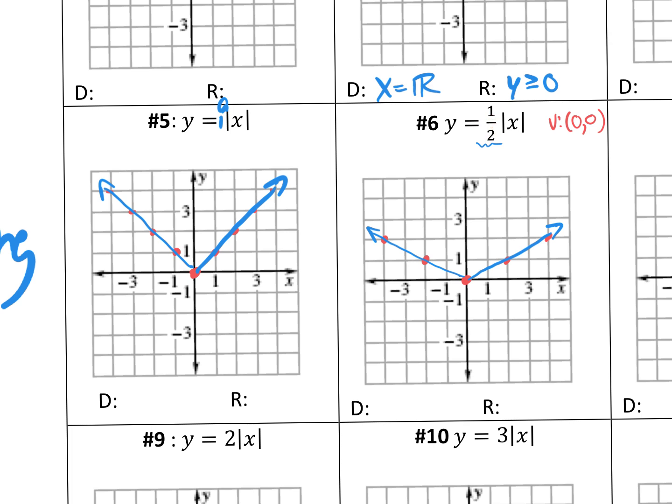So as your a value gets closer to 0, it's going to get wider and wider and wider. If it actually got to zero, if you actually put a zero in front of the absolute value, zero times anything is zero. So it would say y equals zero, which would be a totally flat line crossing the y-axis at zero. So the closer the a value is to zero, the closer to a flat line you're going to have. The further away it is from zero, the narrower it's going to be. It's going to be the further away from a flat line.